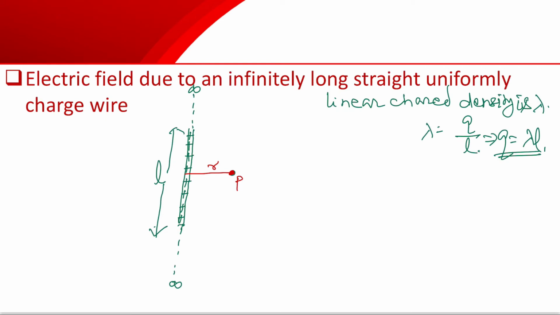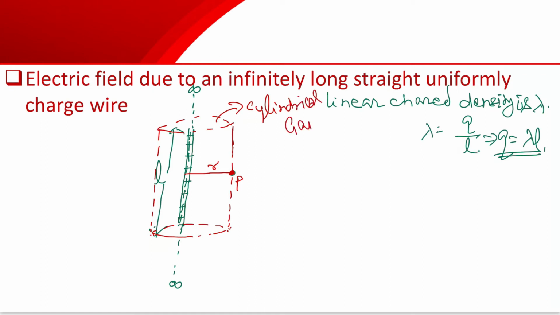For that, we draw a Gaussian surface, a cylindrical Gaussian surface. We draw a cylindrical Gaussian surface taking R as radius and L as length. This cylindrical Gaussian surface we will draw through the point P.